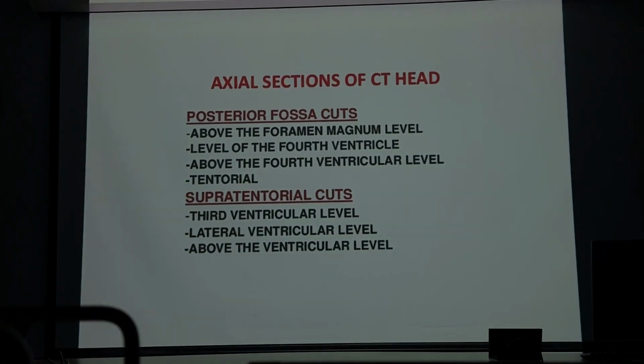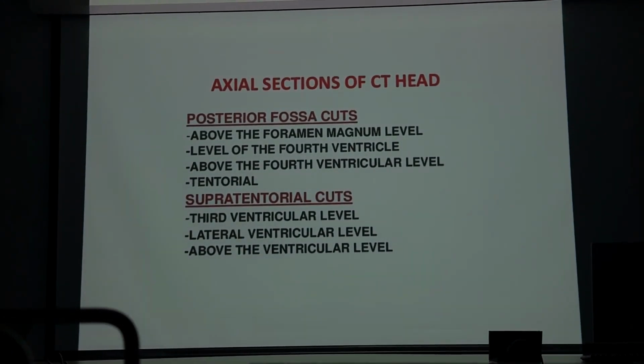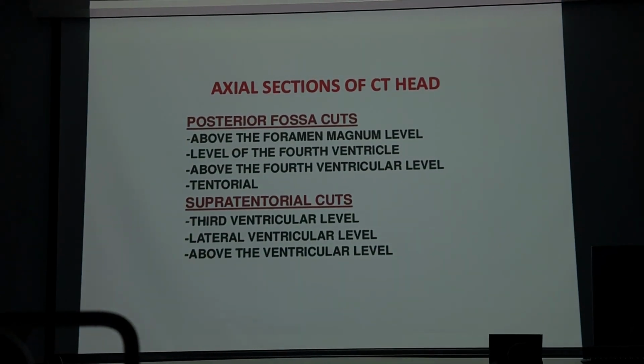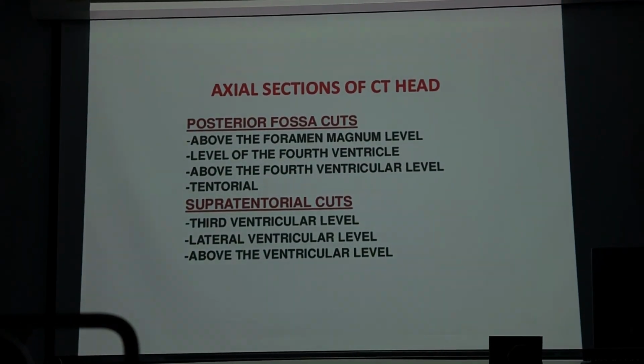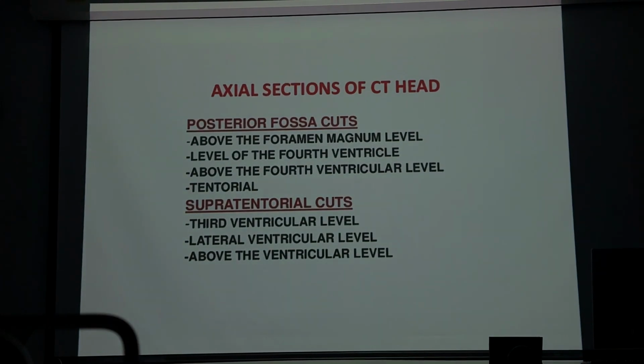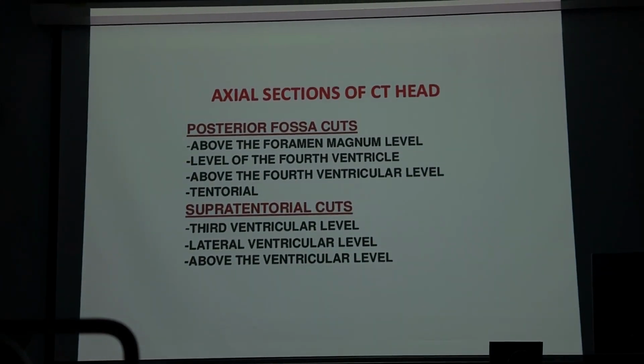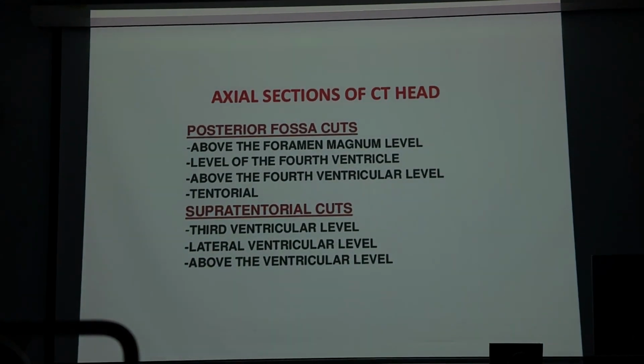We'll start with the axial sections. First of all, the posterior fossa cuts, which are the lower cuts of the brain CT scan. These include the following structures that lie between the foramen magnum and the tentorium, passing through the fourth ventricle and above and below the level of the fourth ventricle. These are the constituents of the structure of the posterior fossa.